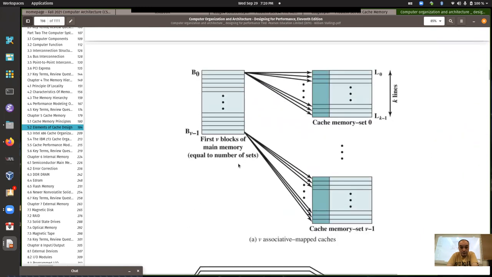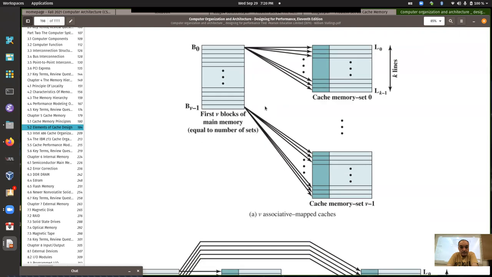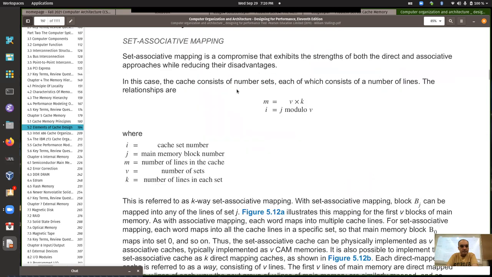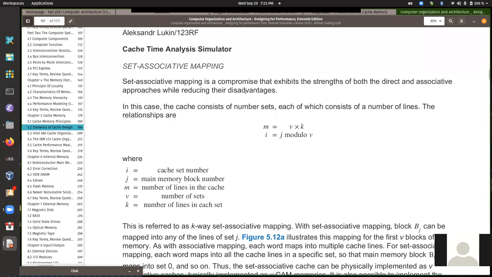So the basic idea for this problem is that we've got four of these sets. Each block, up to the number of lines that you have, maps to one of the lines there. Okay, I understand. And there's four sets. So if we have 64 lines, there would be 16 lines in each of those sets.